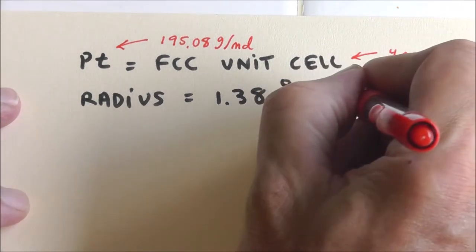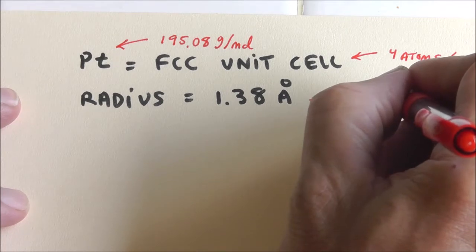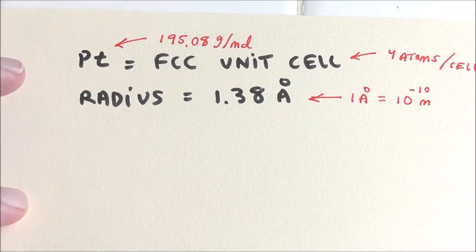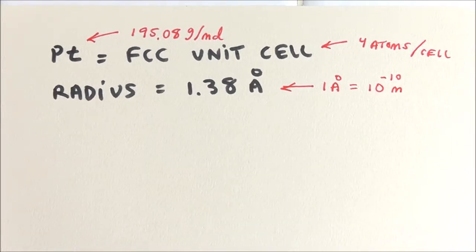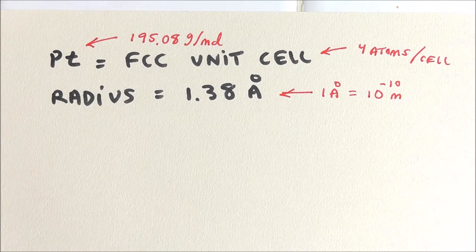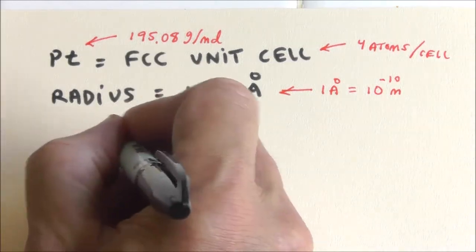Radius 1.30 angstroms. Angstrom is weird. It's only a unit of distance, and it's 10 to the minus 10th of a meter. It's about a bond length. That's where that came into play. Okay, next you're going to have to think about the mass. That part's pretty easy: 4 atoms. We can figure out the mass of 4 atoms from the periodic table and Avogadro's number.